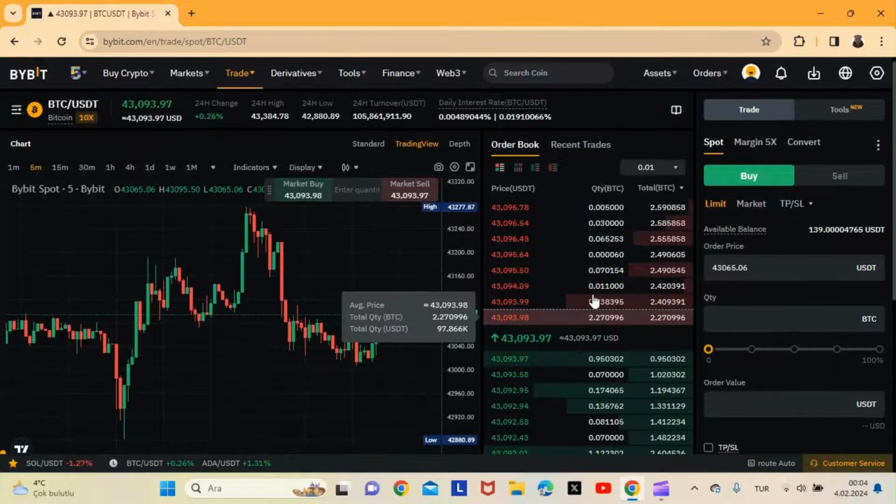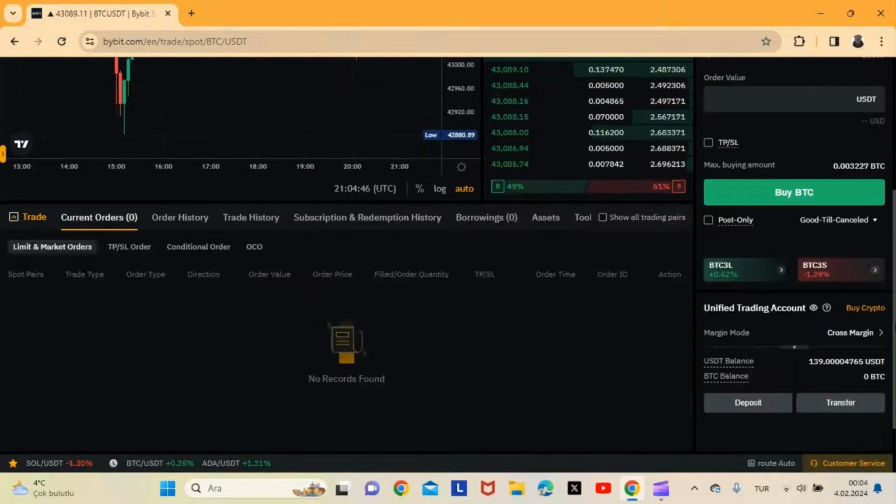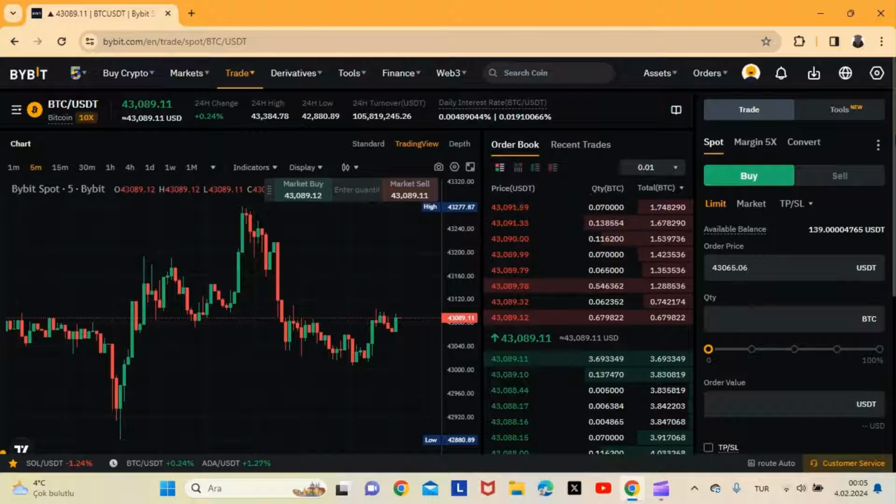So now let's come to trade. Just tap in here. If you are using your phone, you just need to tap into trade. When you come to trade, this is where you are going to buy your Bitcoin. Here is the USD balance. I have 139 USDT. I transferred money into my account, so now I have funds which I can use to buy.